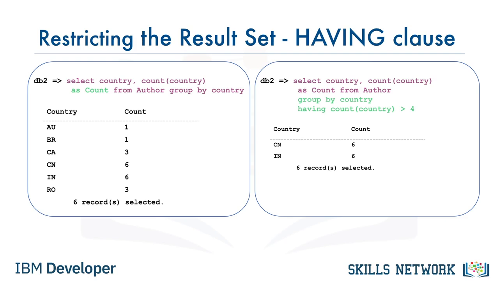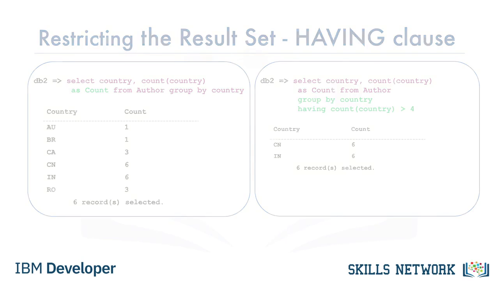To check if there are more than 4 authors from the same country, we add the following to the select statement. Having count country greater than 4. Only countries that have 5 or more authors from that country are listed in the result set. In this example, those countries are China with 6 authors and India also with 6 authors.